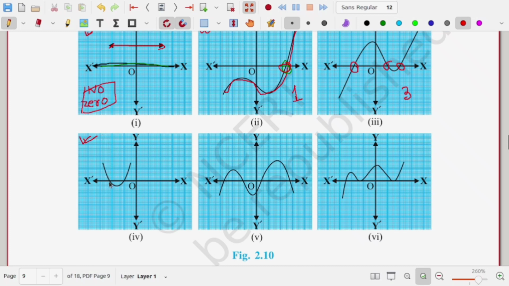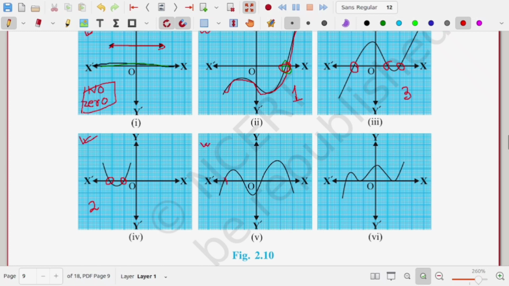Now coming to the fourth problem. So look at this graph. Here one time it cuts the x-axis. Here another time it cuts the x-axis. So here 2 times the graph cuts the x-axis. So the number of zeros will be 2. Clear?